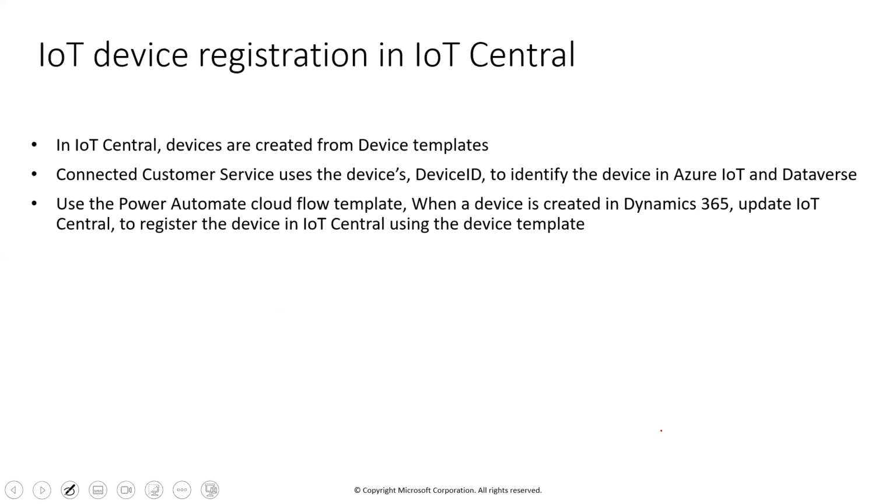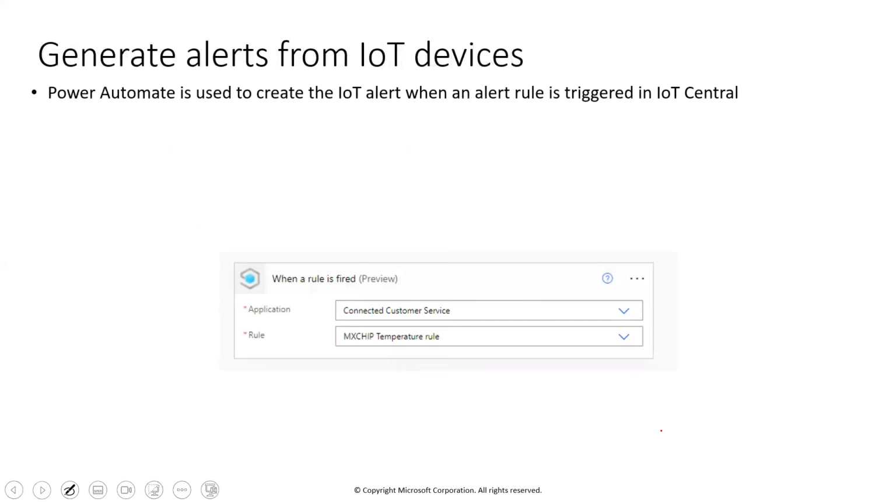We can also utilize the connected customer service. So the connected customer service is always going to verify the device using the device ID in the Azure IoT hub and the Dataverse scenario. You can use the Power Automate Cloud Flow template for getting the data to be captured using this IoT Central app and to be transferred towards the Dynamics area. So this is how the specific registration option can be completed using the IoT Central and so on.